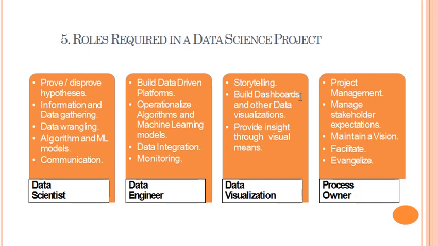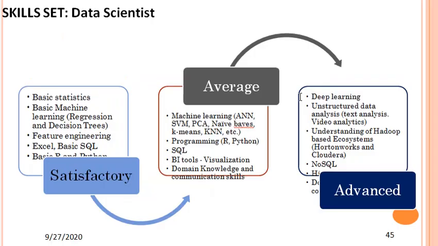And then the next thing is basically the management of the project, which is done by the process owner. The main responsibilities of the process owner are to manage the project and manage the stakeholders involved in the whole project, and to develop or maintain the overall vision of the project. It also includes different kinds of facilitation to different stakeholders.